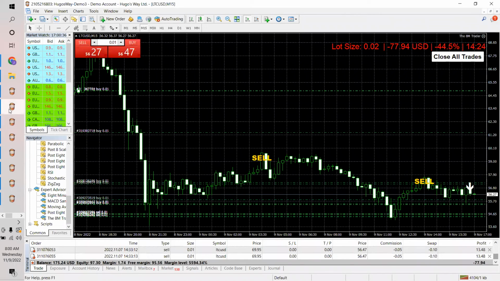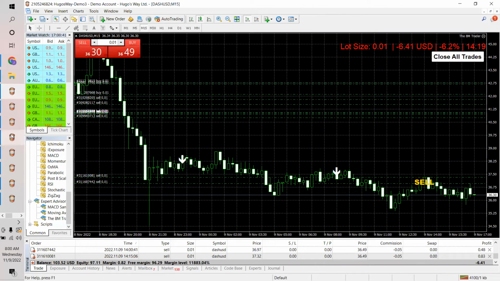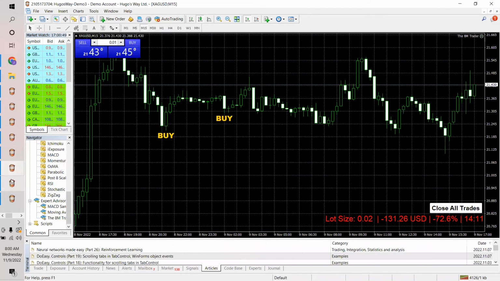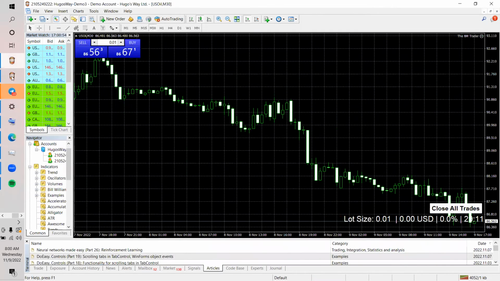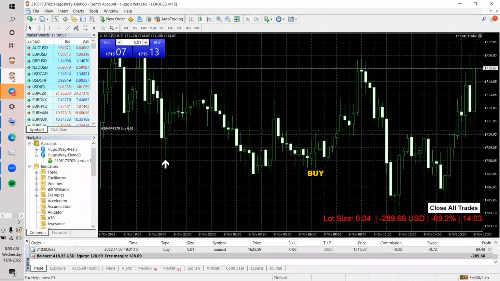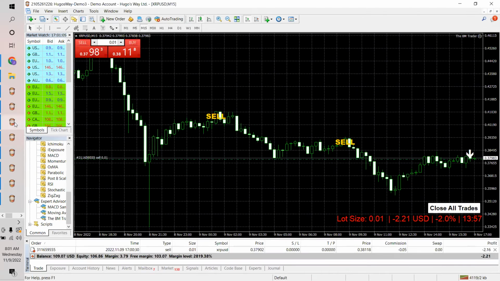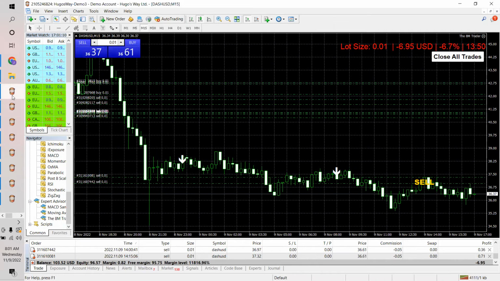So we've got 3 LTC sell trades, 1 XRP sell trade, 2 sell trades for Dash, nothing for Cardano, nothing for UK oil, nothing for platinum, nothing for silver, nothing for gold versus euro, nothing for US oil, and nothing for gold versus USD as of yet. So I'm going to go ahead and continue to monitor XRP, LTC, and Dash. And when I have a further update for you guys, I will definitely let you know.